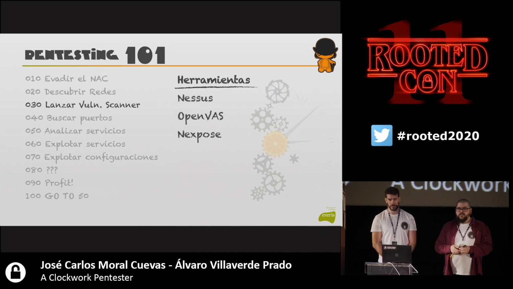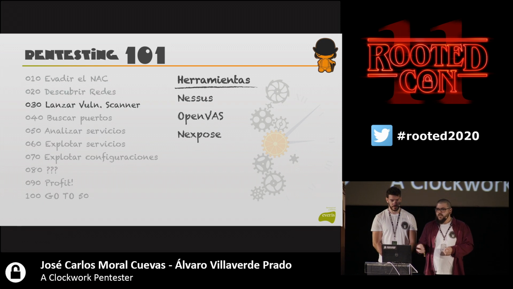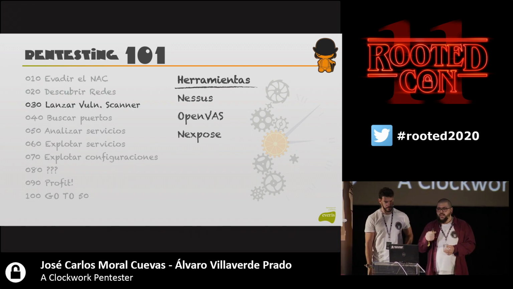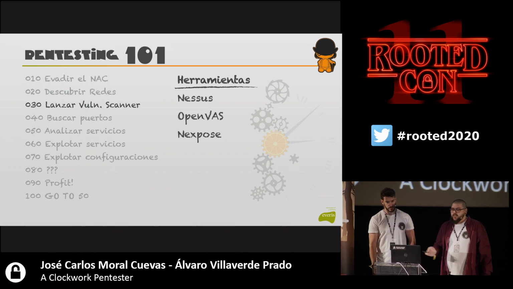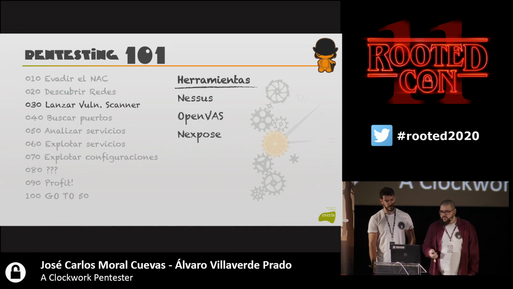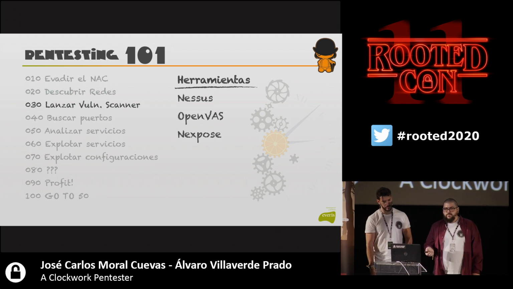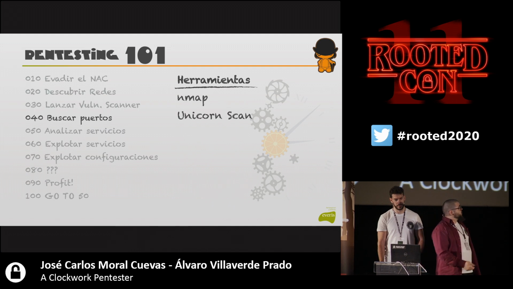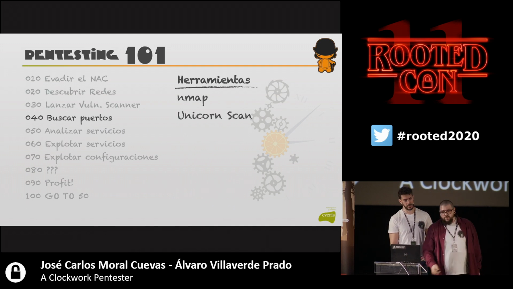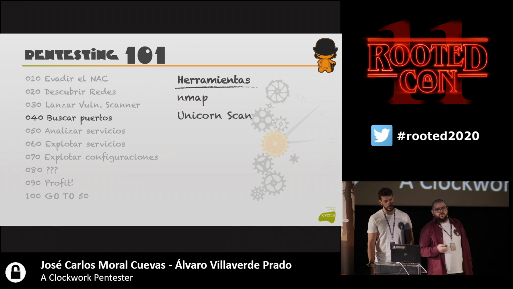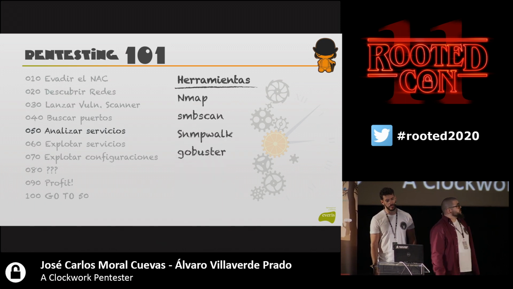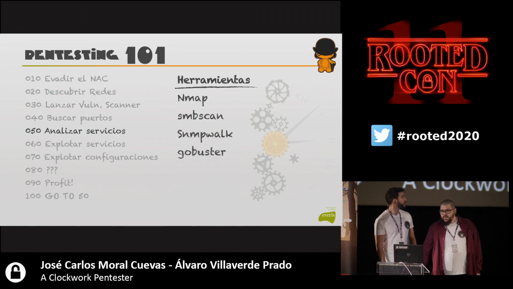Once we have the network, we launch a vulnerability scanner: Nessus, OpenVAS, Nexpose, or any other. We will launch it for a couple of days until we get output, because we will not be drinking coffee until we have the results. We look for ports with Nmap, Unicornscan, or any other port scanner that you may like.